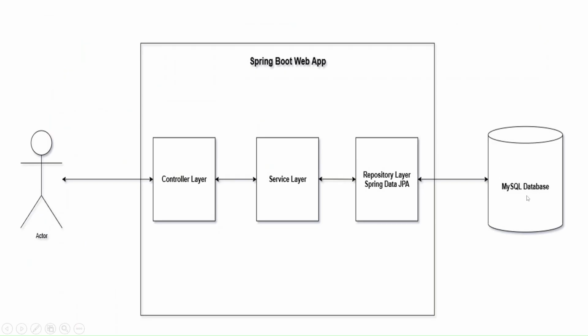So that's how the flow goes. Now you can connect the dots: the flow from start to end and end to start. When the user sends the request: controller, then service, then repo, then DB. And at the time of response: DB, repo, service, controller, and user. So that's how the flow travels.